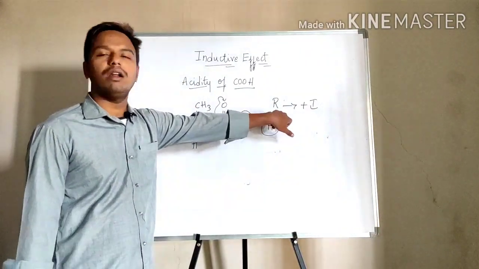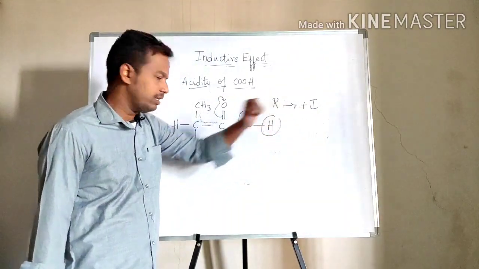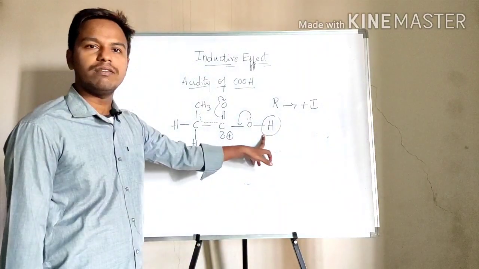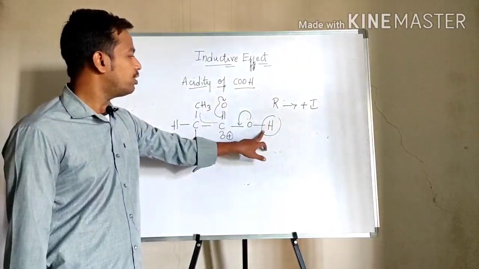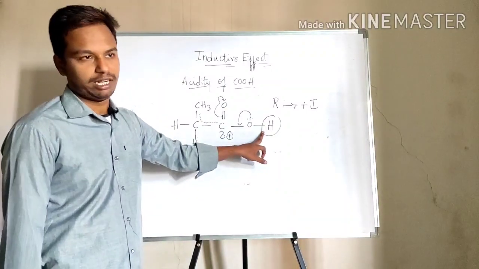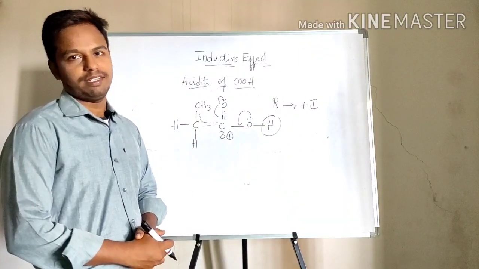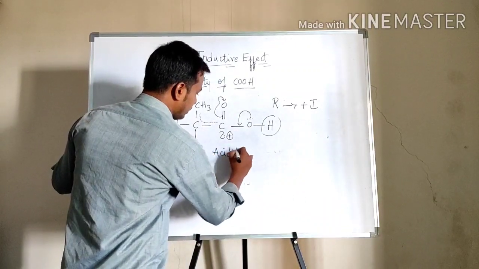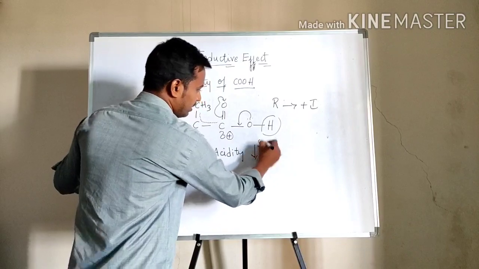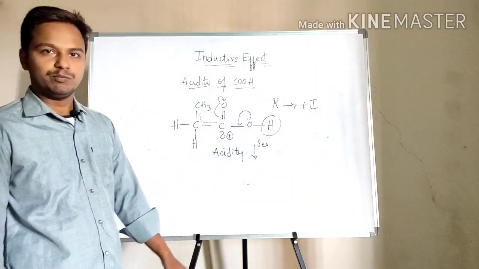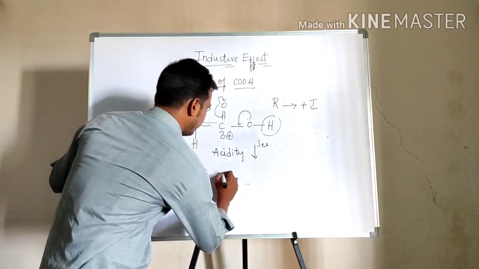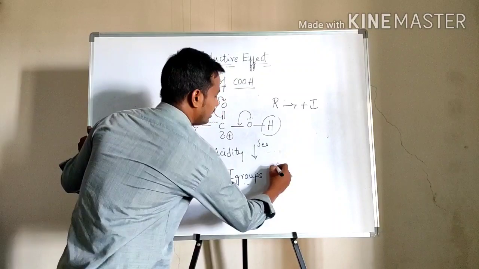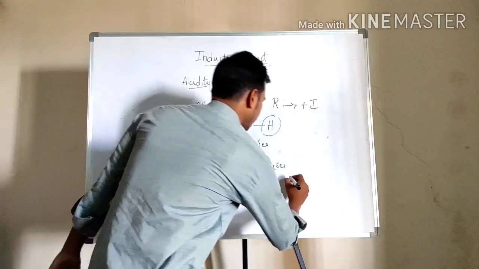Why? Because methyl, all alkyl groups will show positive inductive effect. So electron movement again will be reversed, thereby decreasing the chance of hydrogen to liberate. Hydrogen is not liberated effectively, that means acidity decreases. Directly we can say, if plus I groups are increased, acidity is decreased.